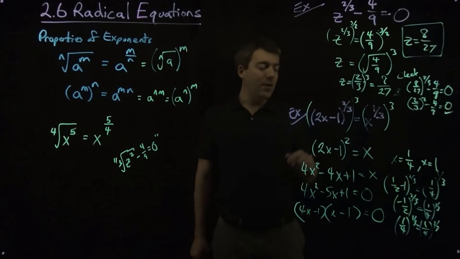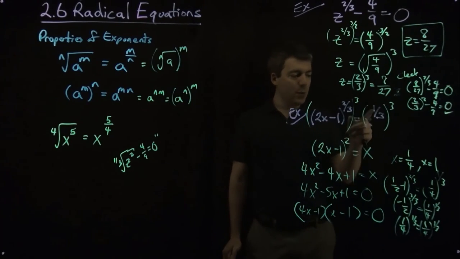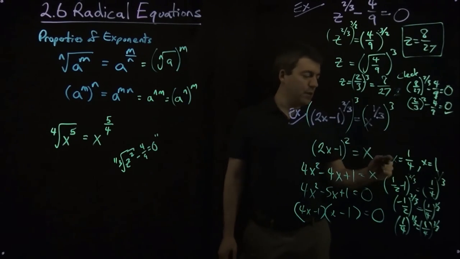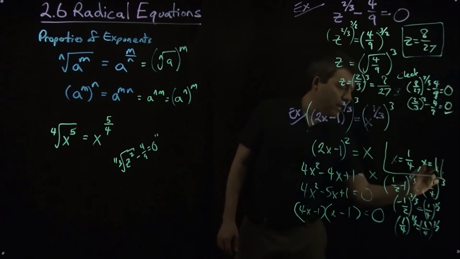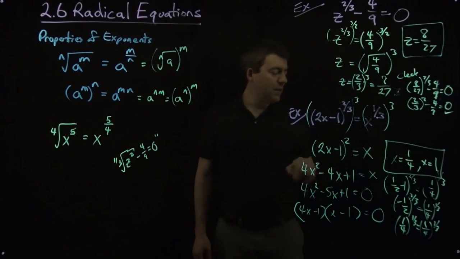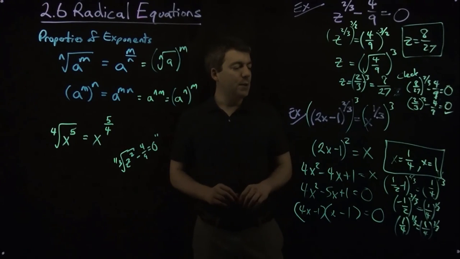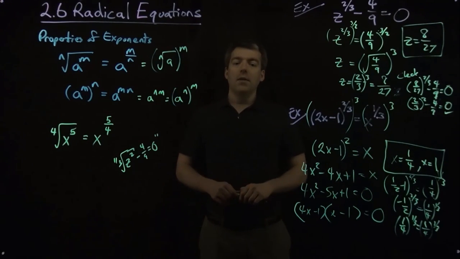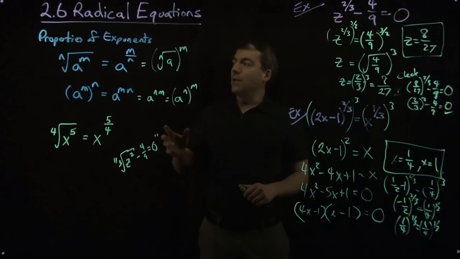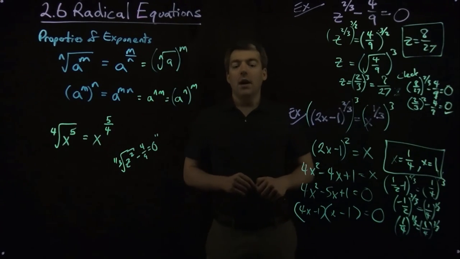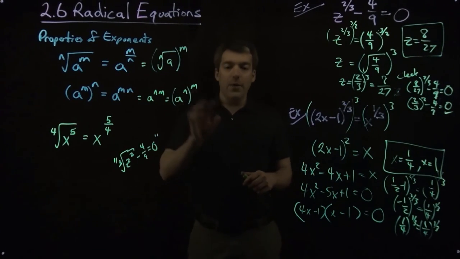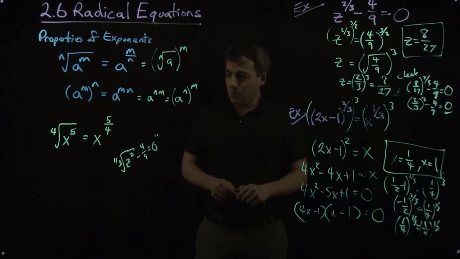1 is easier to evaluate, so we have 2x minus 1. So 2 minus 1 is 1. So we have 1 to the 2/3 power equals 1 to the 1/3 power. That's true. So both of these are our solutions to this equation. All right, so we can now handle radical equations with radicals or fractional exponents. And that wraps up Chapter 2.